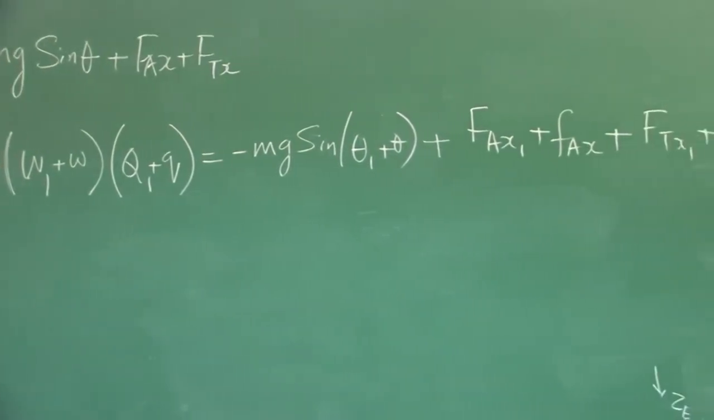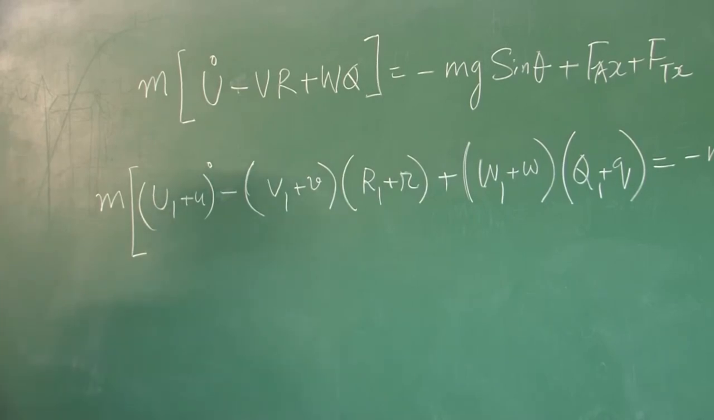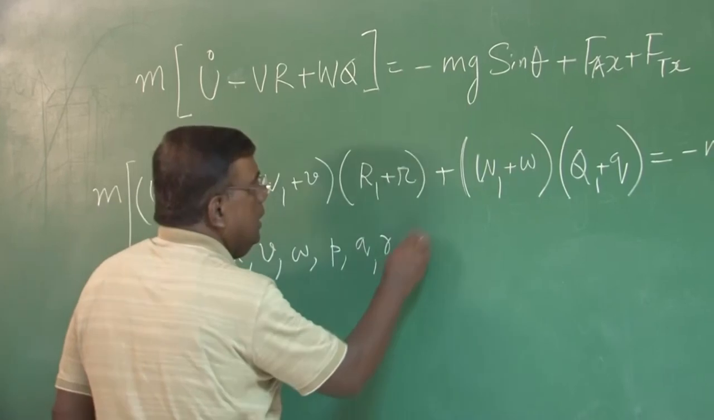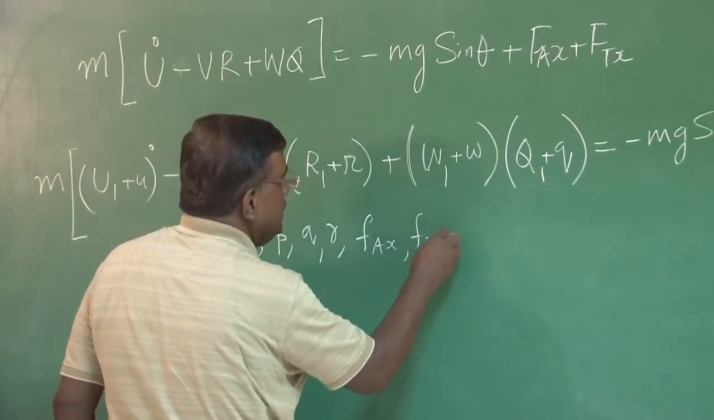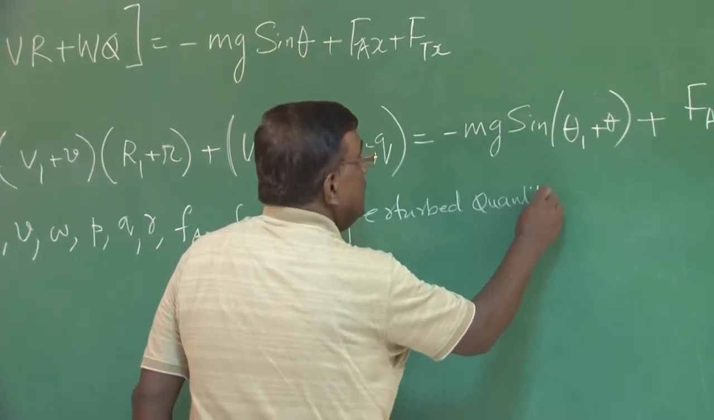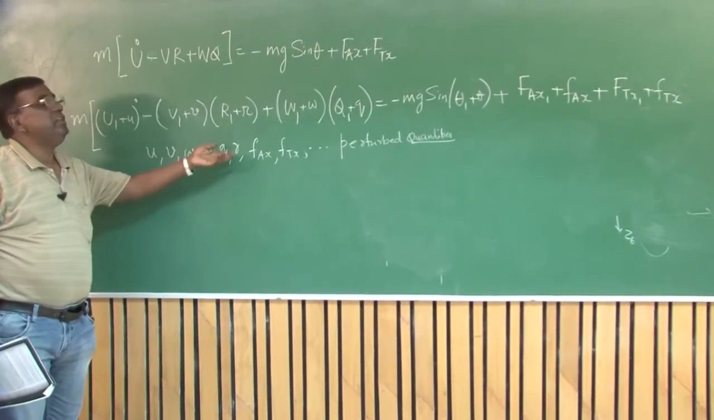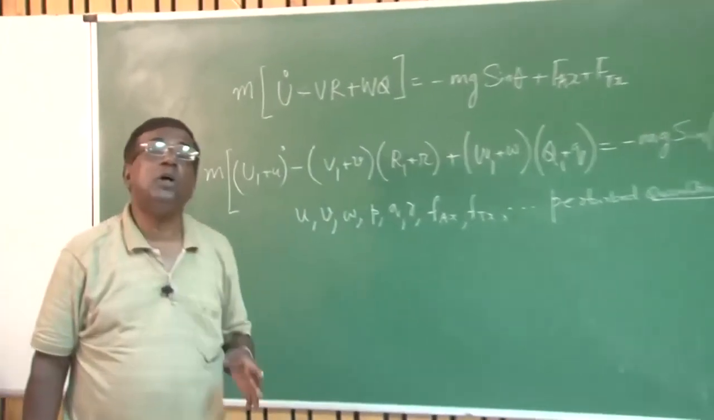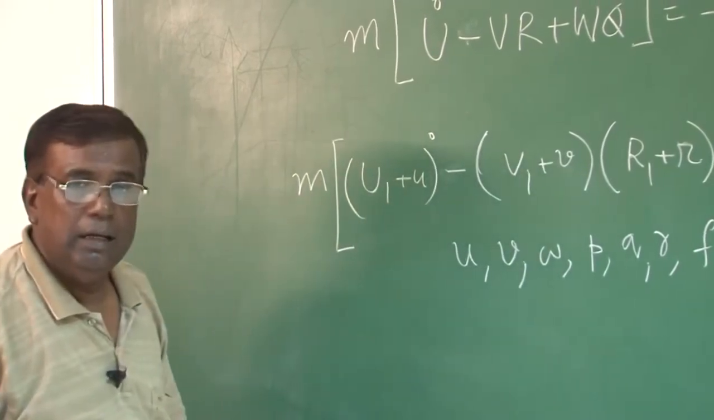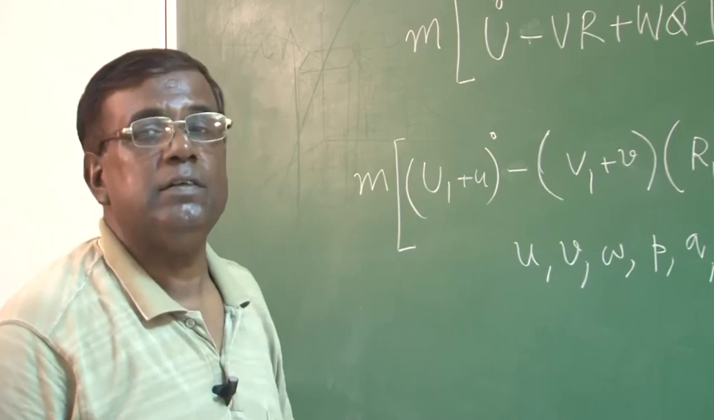So what I have done, for U I have U1 plus u, for V, V1 plus v, for R, R1 plus r, similarly other terms, and we know all these U, V, W, P, Q, R, FAx, FTx, etc. are perturbed quantities. And our focus is to monitor, to check how these variables are changing, once we give a disturbance, once we withdraw the disturbance, and based on this response, we can comment whether the aircraft is dynamically stable or not. And using this, we try to find out a criteria to be given to a designer so that he can ensure the aircraft is dynamically stable, right?